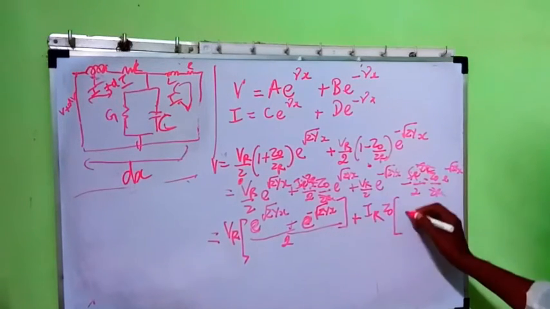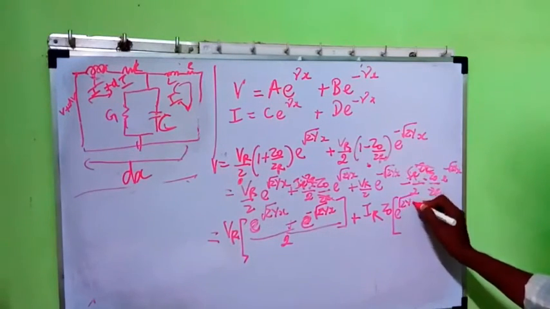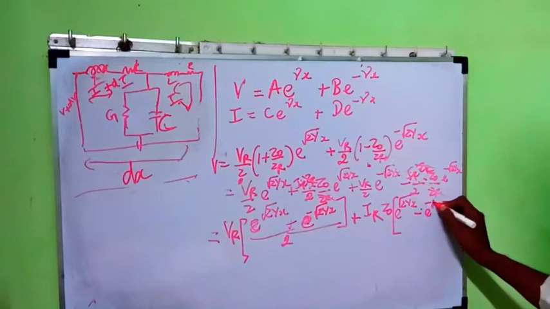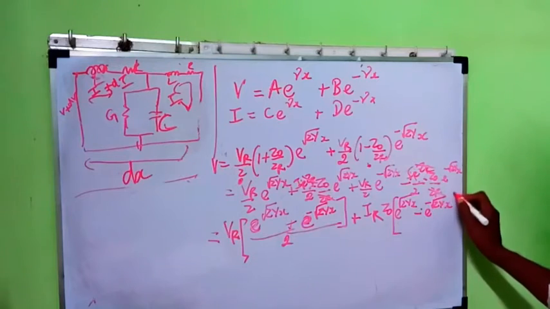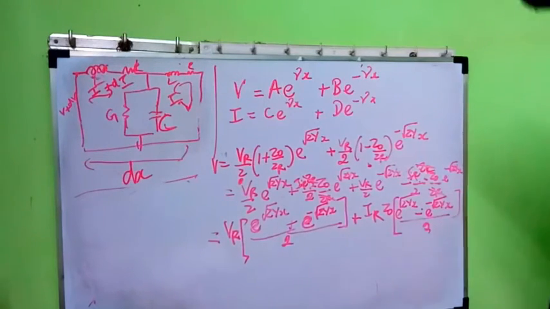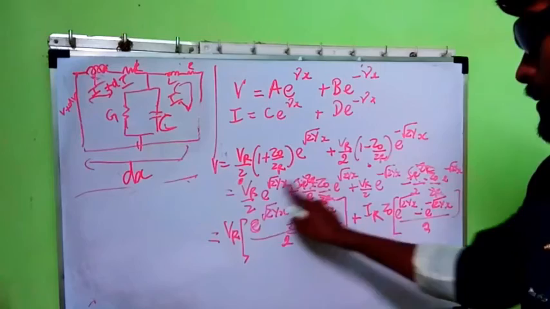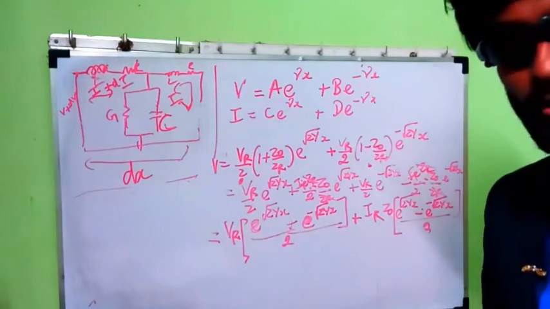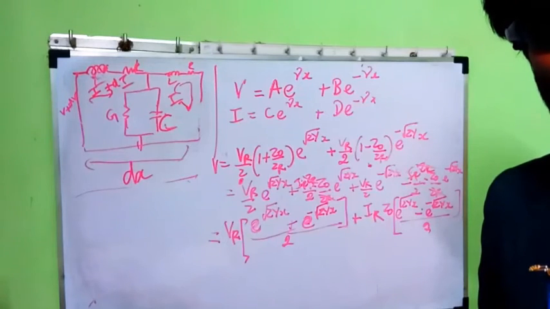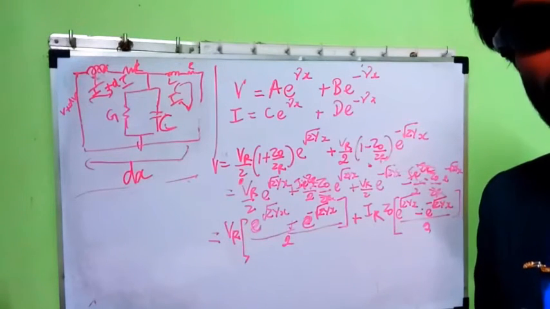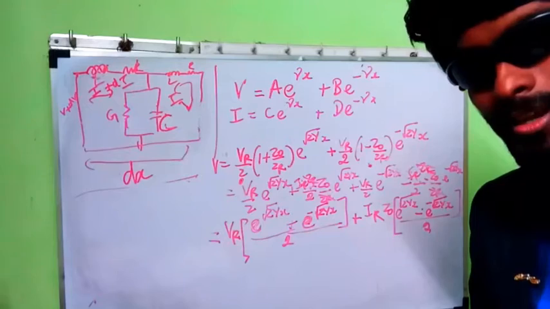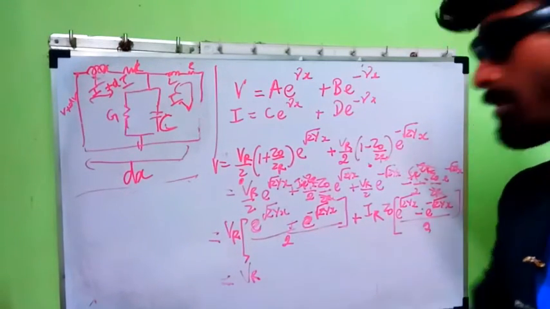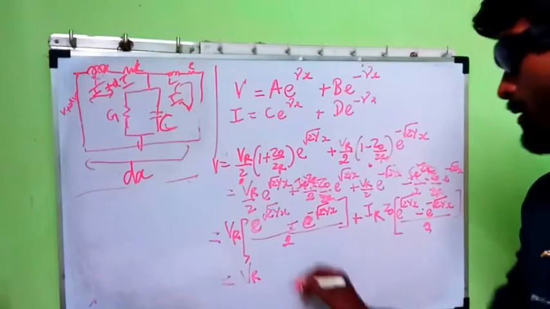E power root of ZY x and then minus e power minus root of ZY into x, the whole by 2. Is it right? What does this equation look like? You know the term, is it right? E power x plus e power minus x divided by 2. What is this term? It is equal to cosh x. Is it right? Cosh x.